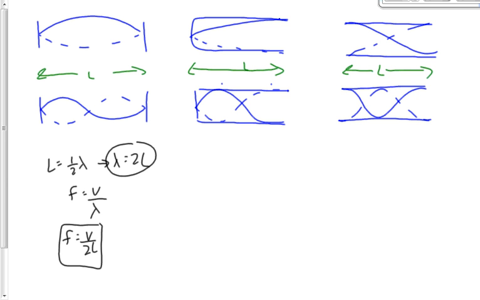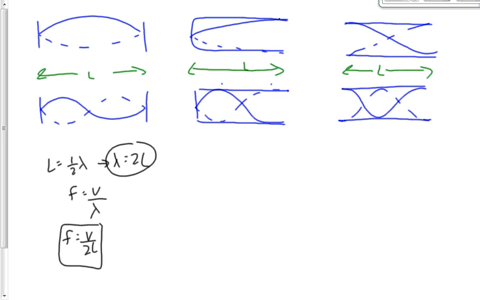A guitar string, piano string, right? It's attached at both ends. It's fixed at both ends. Okay, the second situation is where we had an instrument that was open at one end and closed at the other end. Maybe it's a flute. Maybe it's a clarinet. Both ends are different. One end open, one end closed.